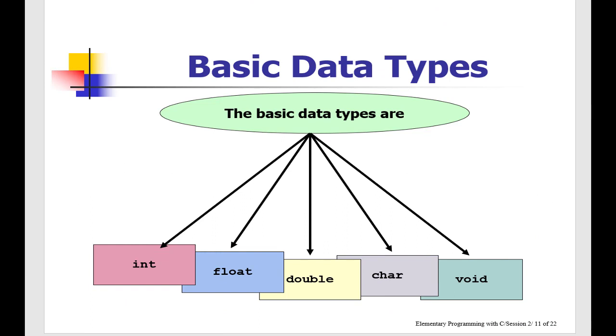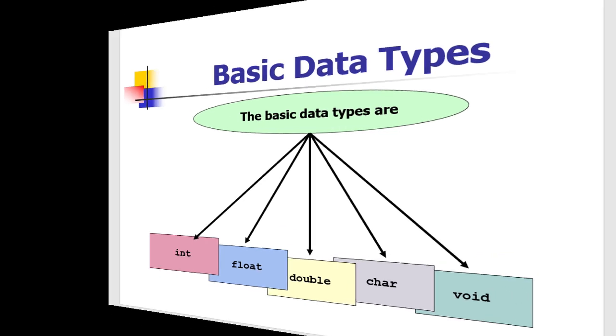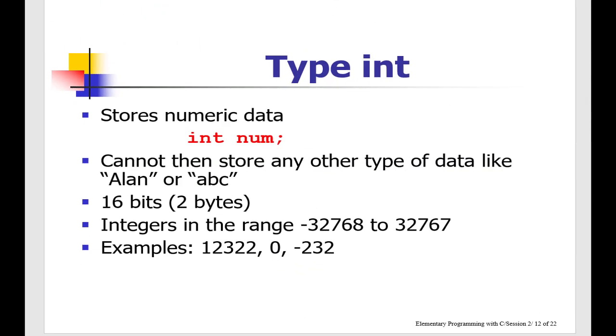C supports 5 basic data types. That is int, float, double, char or char, depending on who was your kindergarten teacher. And the last one is void. Let's look at each of these step by step. We'll start by looking at int. The data type int stores numeric data, and we have the syntax given there, int num. You cannot store any other data type like Alan, ABC, or the postal address, true or false values. It basically allows you to store whole numbers.